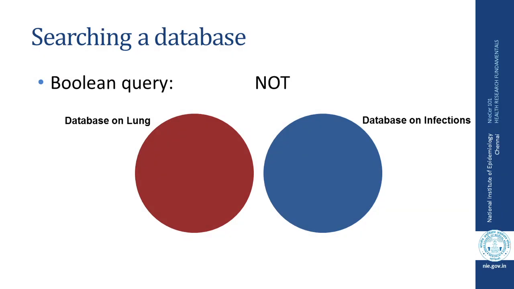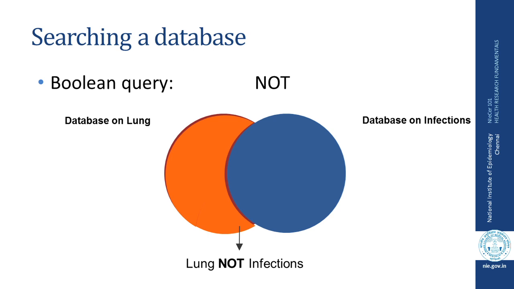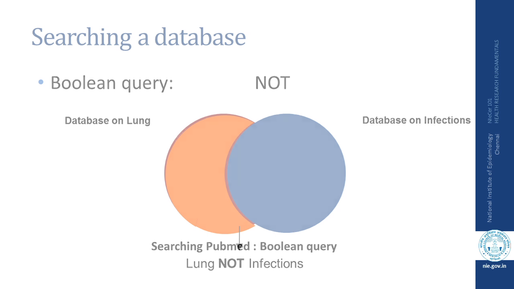When you put a query called lung not infections, what it actually does is totally remove the entire information related to infections from the whole search. Second, it removes the infections related articles and items from the lung. So, what you get are the items related to lung except infections. This is how the Boolean query works: and, or, not.